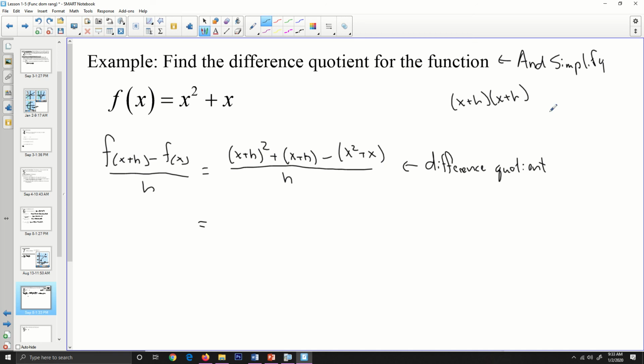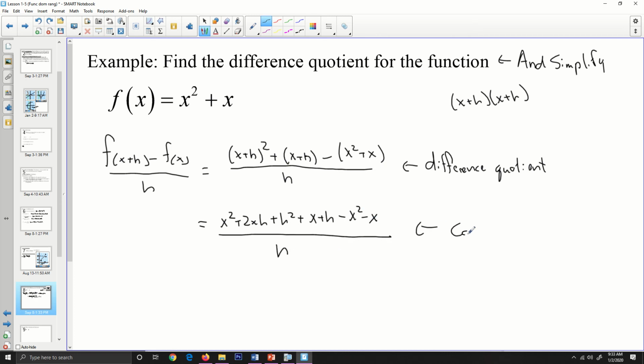And so we multiply this out, and I'm going to do it quickly, and if you need me to go over it, I'll do it in class time. But it's x squared plus 2xh plus h squared. That's this expression. Then we have x plus h, and then to get rid of these parentheses, we have to distribute the negative to the x squared and then to the x, and that's going to be all over h.